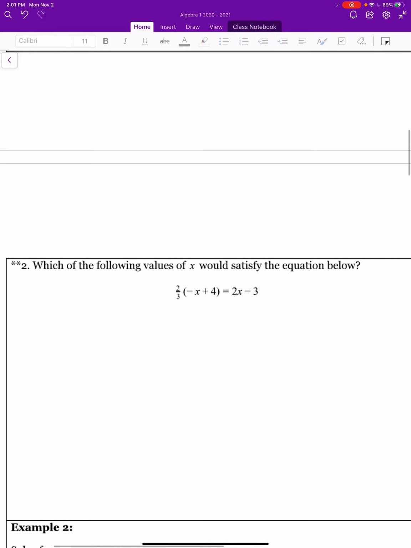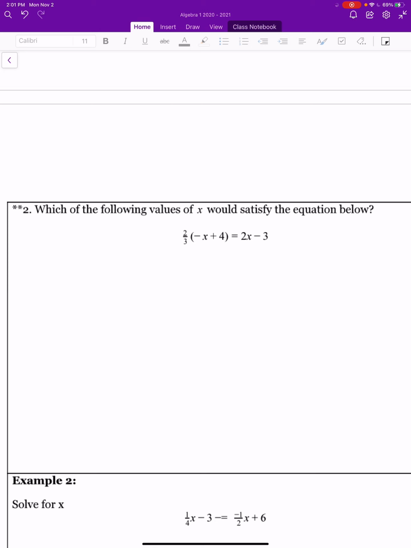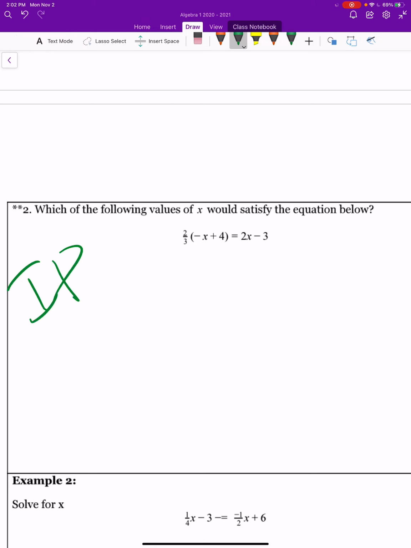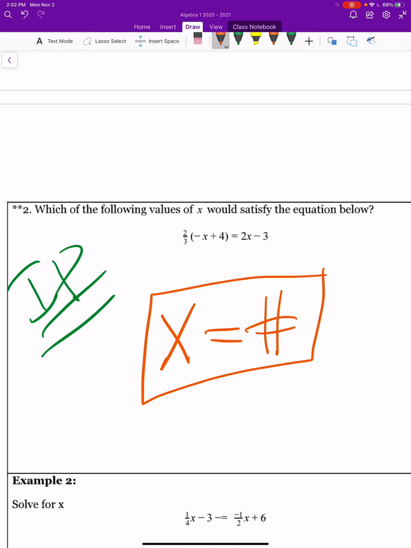Now let's get into some independent practice. Independently, please answer: which of the following values of x will satisfy the equation below? 2/3 times the quantity of negative x plus 4 equals 2x minus 3. And again, I want the answer to be x equals a number, whether it's a rational number or integer. Please state that x equals that value. Pause the video right now and take the next 3 to 4 minutes to answer this question.